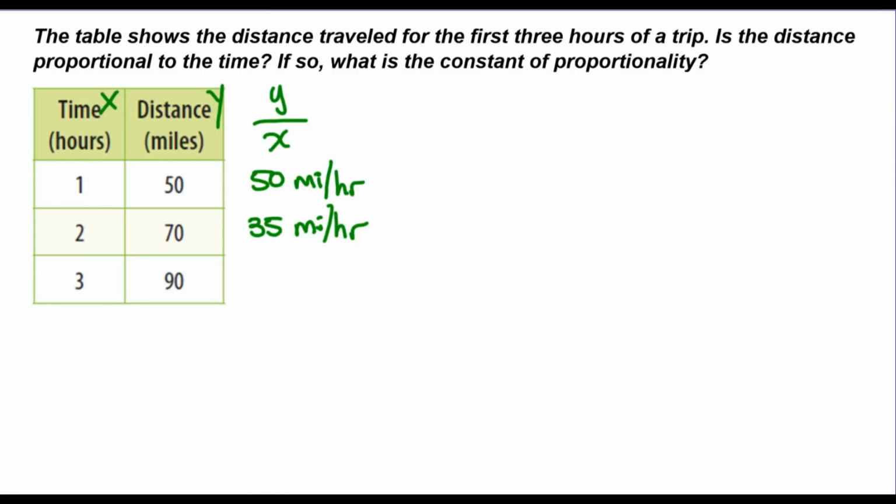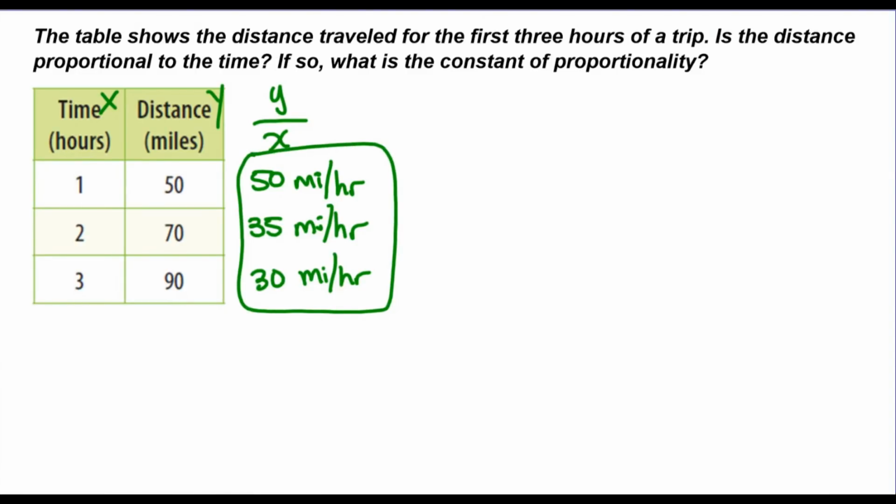And then in the third hour, we had gone 90 miles, so that is an average of 30 miles per hour. So you can see that these rates were not constant. They were not unchanging. The unit rates were different every time. So no, this is non-proportional. So again, we're looking for a constant rate of change that doesn't change, or a constant of proportionality, or a unit rate that never changes. Lots of words for the same thing.